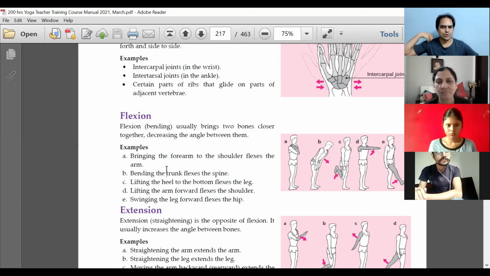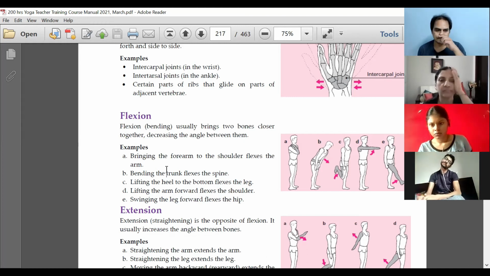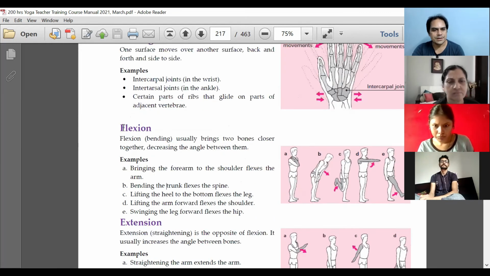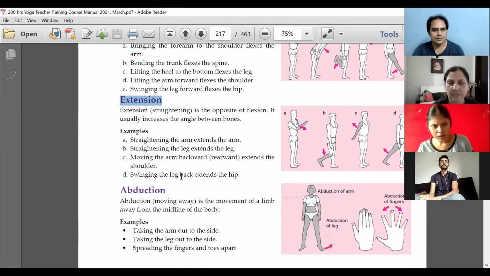Bringing the forearm up towards its shoulder is called flexion. And when we take this apart, that is called extension, extend. Similarly, this is called extension of the head, when you take the head upward. Not this, extend. It's called hyperextension when you extend extra. Clear? So if you understand flexion, you will understand the extension also.